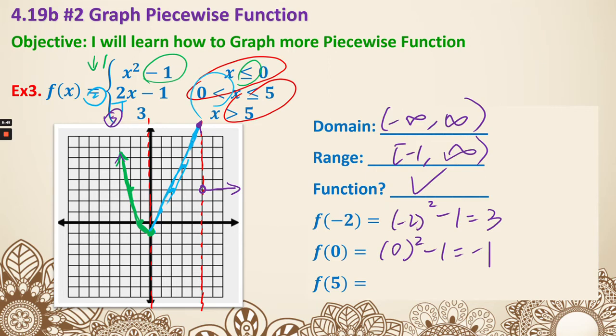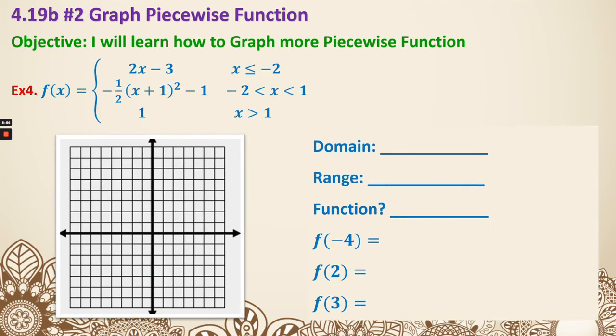2 times 5 minus 1 is going to be a 9. And that is example 3. Last one, example 4. Let's first start with the endpoints. We have an endpoint at -2 and an endpoint at 1.